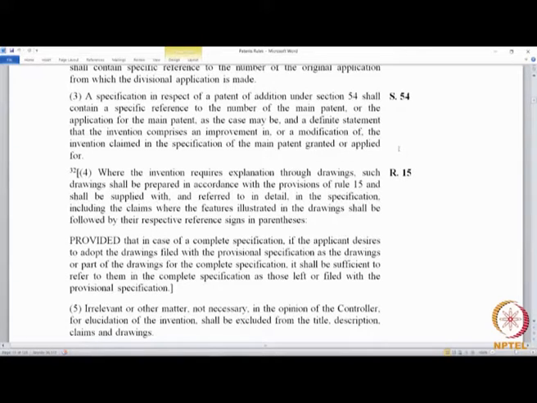So, if you see the claims that have been drafted after the 2016 amendment, you will find that the claims will also have within brackets the corresponding number to the reference in the drawing. The proviso says that in the case of a complete specification, if the applicant decides to adopt the drawings filed with the provisional specification as the drawings or a part of the drawings for the complete specification, it shall be sufficient to refer to them in the complete specification as those filed with the provisional. Now, you could also file drawings along with the provisional specification, and you could cross-reference the drawings in the complete. That is what the provision allows you to do. So, in case you filed a provisional with some drawings, you could cross-reference them in the complete because they've been already filed and it's already on record, and there is no need to file those drawings separately. So, this is what the proviso provides for.